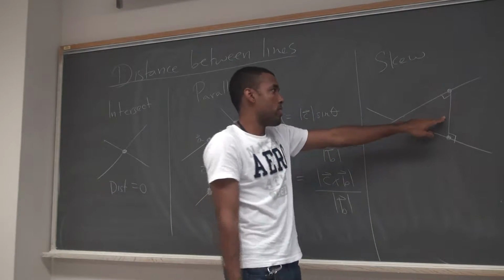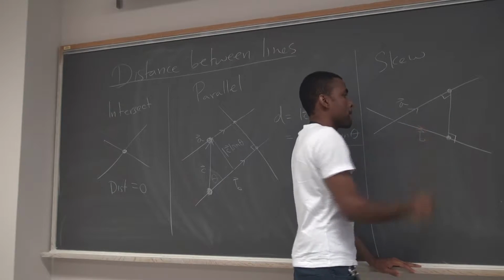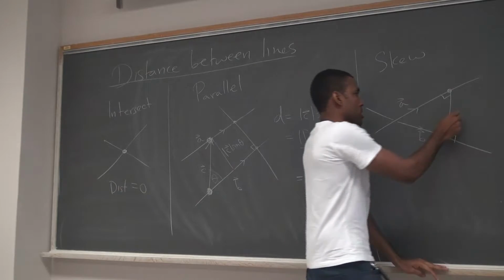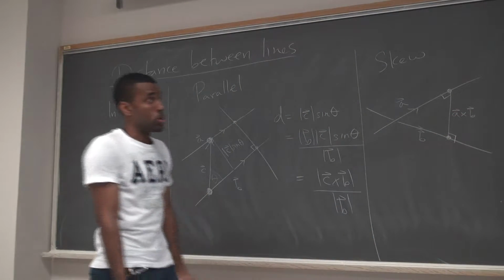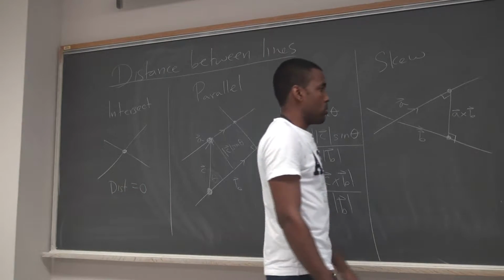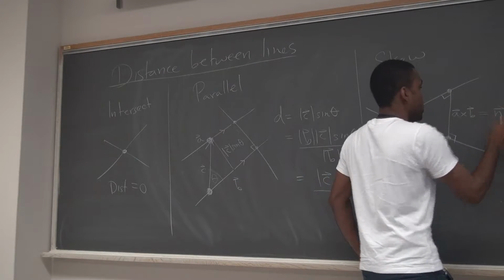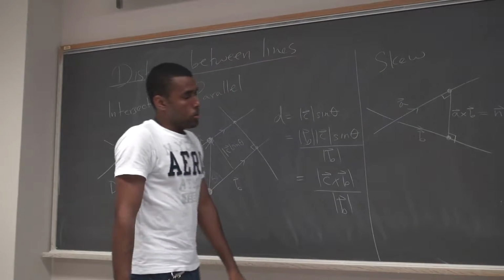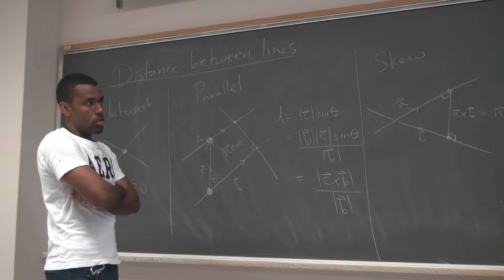So how you would find that, if I know this is A and that is B, I can find this vector by just taking A cross B, right? Now they're non-parallel, right, because they're skewed. So what do you think? Let me call that N for now. So given that I can find that vector, how do you think we should proceed?